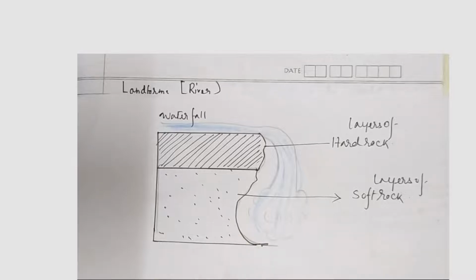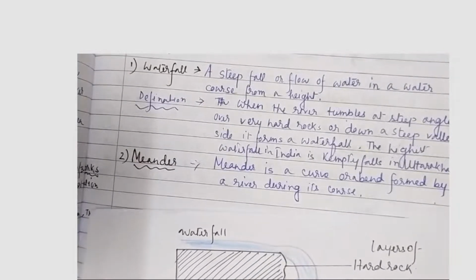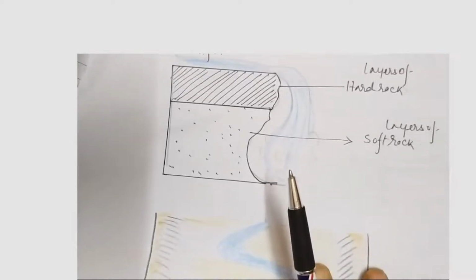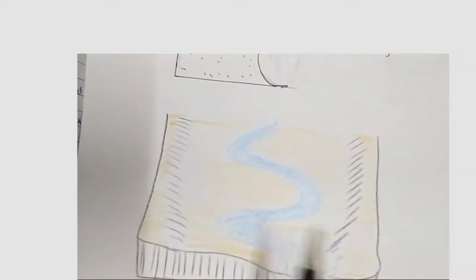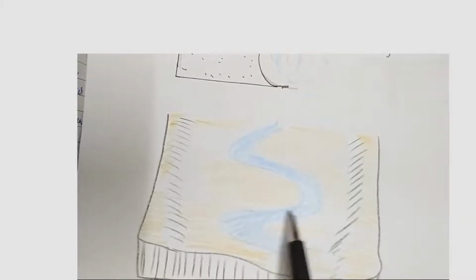And obviously it forms a waterfall. Got it? Second one, meander. A meander is a curve or bend formed by a river during its course. Look at the diagram. It is called a meander, the curve or bend.